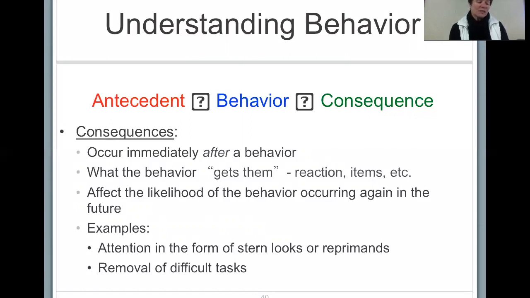Sometimes the consequences we deliver for problem behavior in essence teach children that their behavior is effective at getting them what they want. In summary, sometimes the adults are the unintentional problem. The good news is that it's easier to change adult behavior than student behavior.